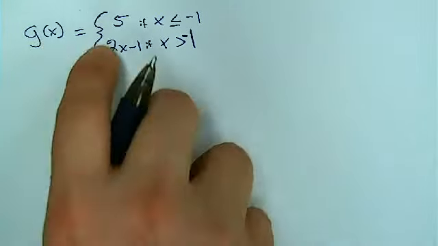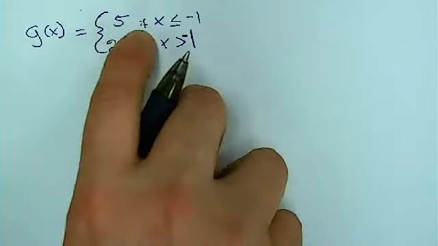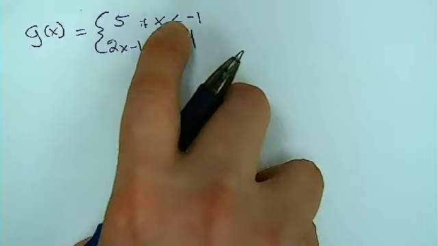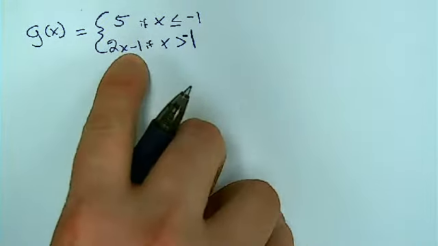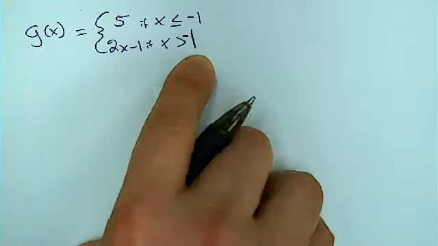So we've got g of x is 5 if x is less than or equal to negative 1, and 2x minus 1 if it's greater than negative 1.